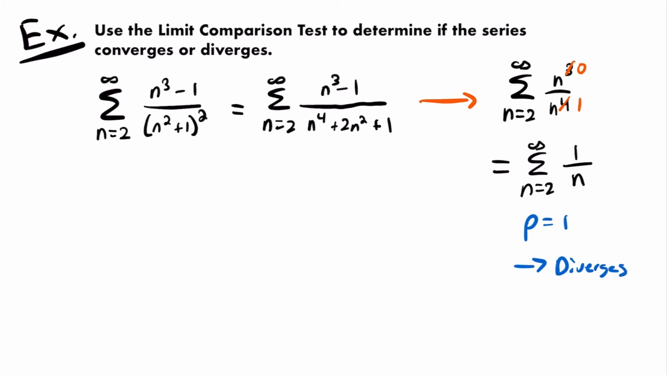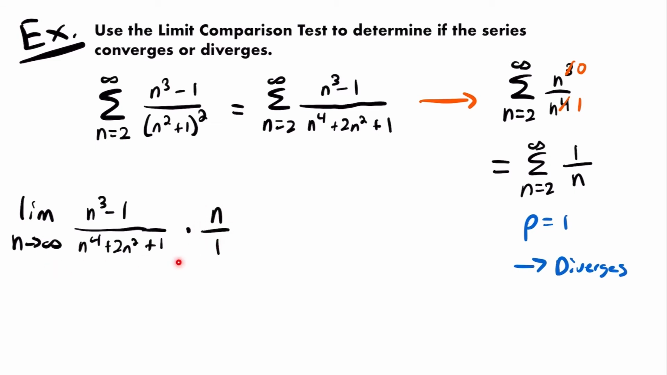Okay, so keeping that in mind, now we have our comparison series. And so now let's take a look at the limit as n approaches infinity of this expression divided by this expression. Now I'm going to take a little shortcut here. Remember that dividing by this fraction will be the same as multiplying by its reciprocal. So we're going to have n cubed minus 1 divided by n to the fourth plus 2n squared plus 1 multiplied by n divided by 1. That is the same as dividing by 1 divided by n. Okay? Now if we simplify, n times n cubed will be n to the fourth power, and n times negative 1 is negative n. So I'm just going to erase this and rewrite the numerator.